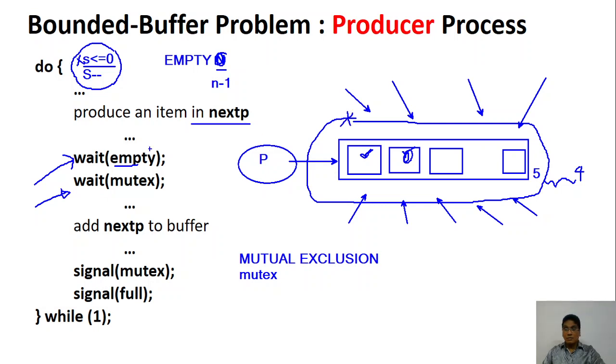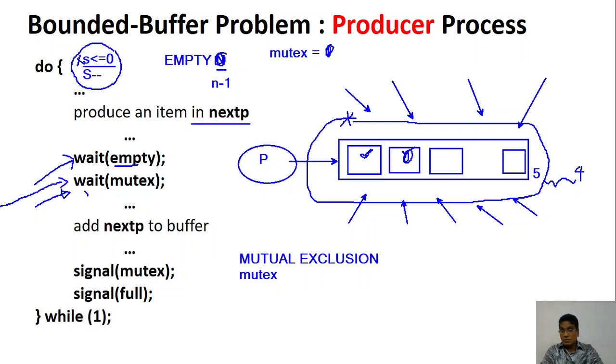How can he lock the buffer? He will say mutex. What was the initial value of the mutex, by the way? Did you remember that? Mutex was initially 1. So if you call wait on mutex, what will happen? Mutex minus minus. So what will be the value of mutex? Mutex will be 0.